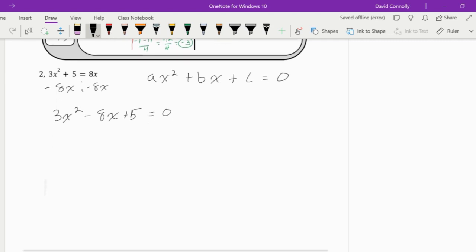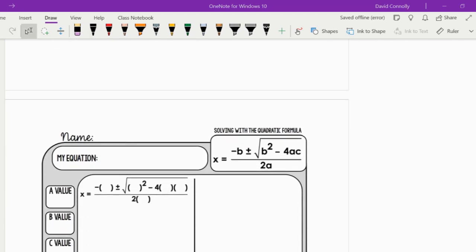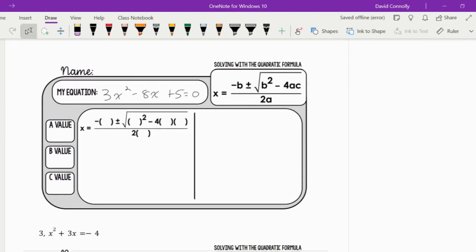So now we're going to go to the next page. We'll rewrite this equation. 3x squared minus 8x plus 5 equals 0. And we'll go ahead and start plugging these values into our quadratic equation. If you want, go ahead and pause the video now. Try this one on your own, and then you can hit play again to check your answer. So here, A is 3, B is negative 8, and C is 5. Plug these values in.